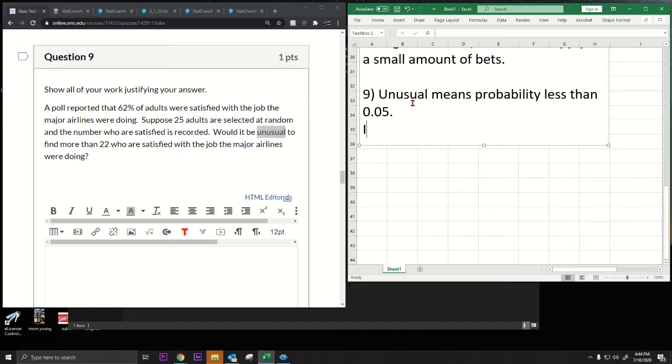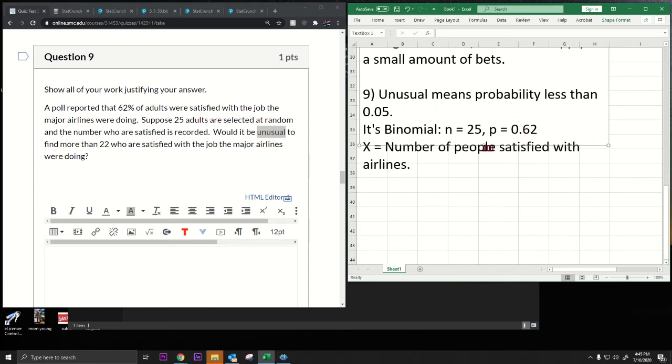Let's see, it's binomial. We have n equals what? 25 adults are selected at random. Would it be unusual to find more than 22 who are satisfied with the job of the major airlines? So n equals 25. We have p equals 0.62. What's the random variable here defined as? X equals the number of people who are satisfied with airlines. Is that what we're dealing with here?